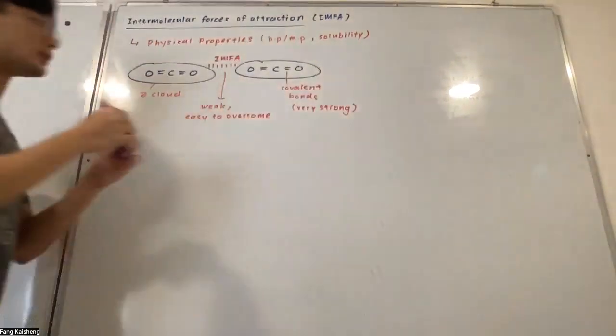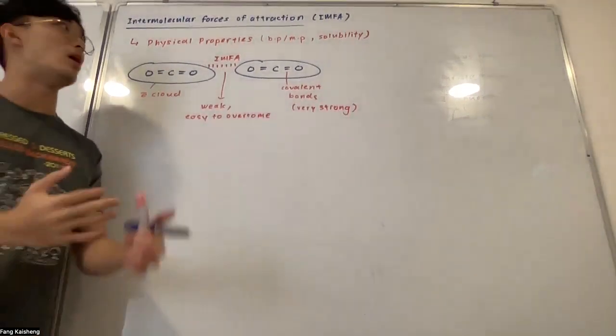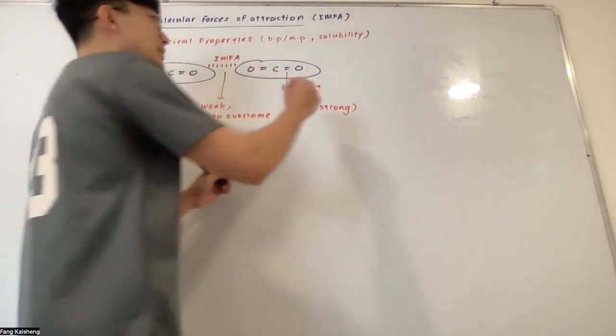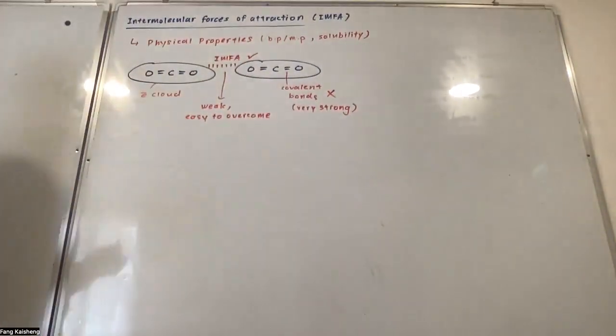On the other hand, covalent bonds, from now on you all must acknowledge, are very strong, which means you can't break them when you, let's say, heat it above its boiling point. That is not how it works. So our concern in today's lesson is not about covalent bonds, it's solely on intermolecular forces.